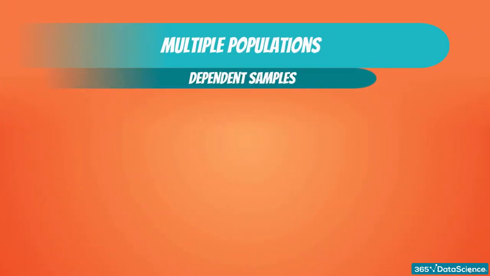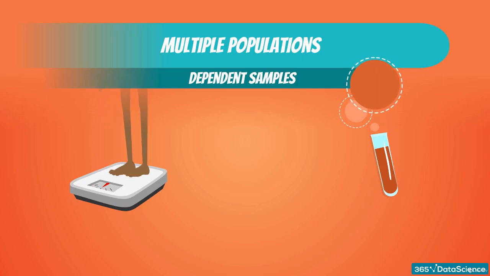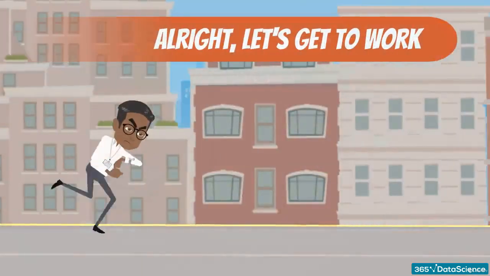The most intuitive examples of dependent samples are the ones you have been through, like weight loss and blood tests. The sample is drawn from weight loss data or concentration of nutrients data, but the subject of interest is the same person before and after. Okay, let's get to work.